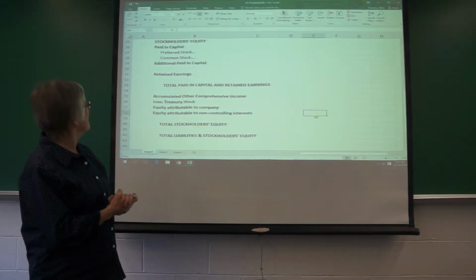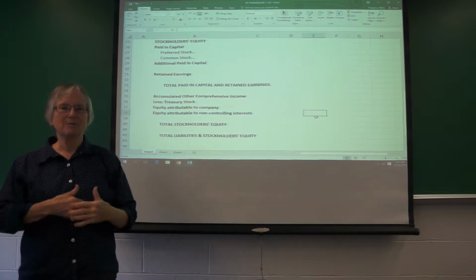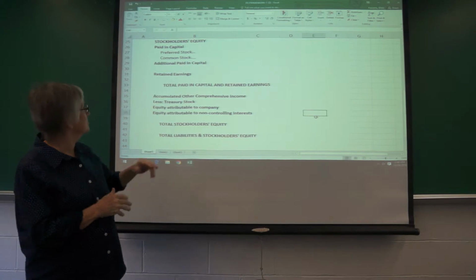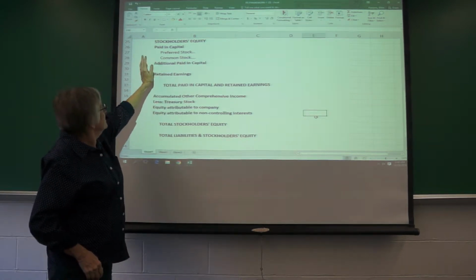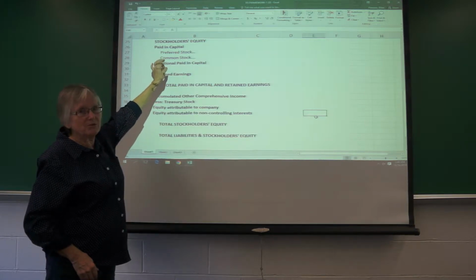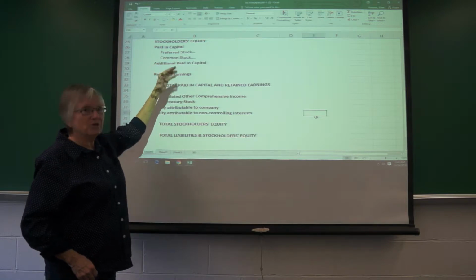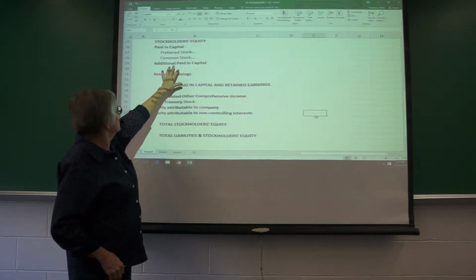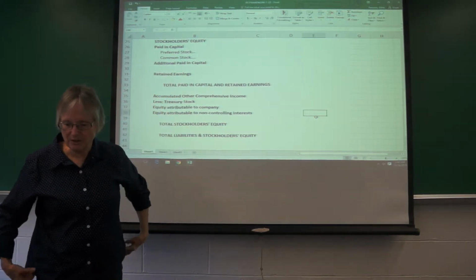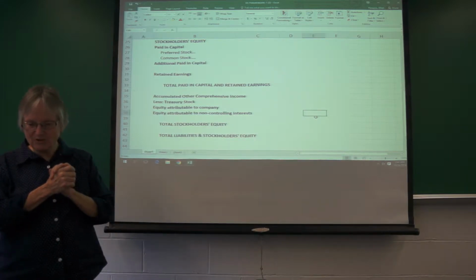Authorized, issued, outstanding. The same for the common stock. You have to say what's the par or stated value, how many shares authorized, issued, and outstanding. You always list the preferred first and then the common. So the amount that's given here would be just the number of shares issued times the par or stated value. Anything over and above that is additional paid-in capital. And again, there you list the preferred first and then the common. That's the excess paid over the par or stated value.